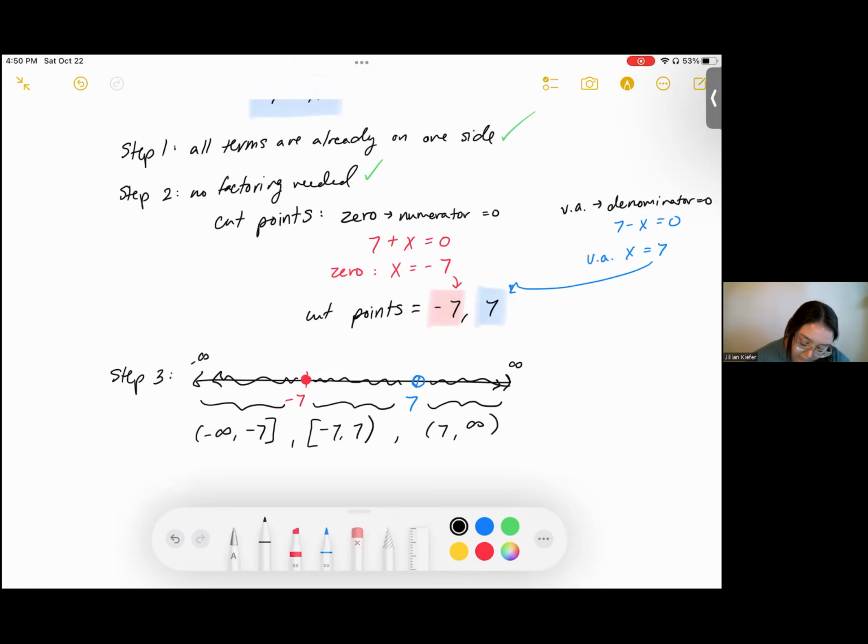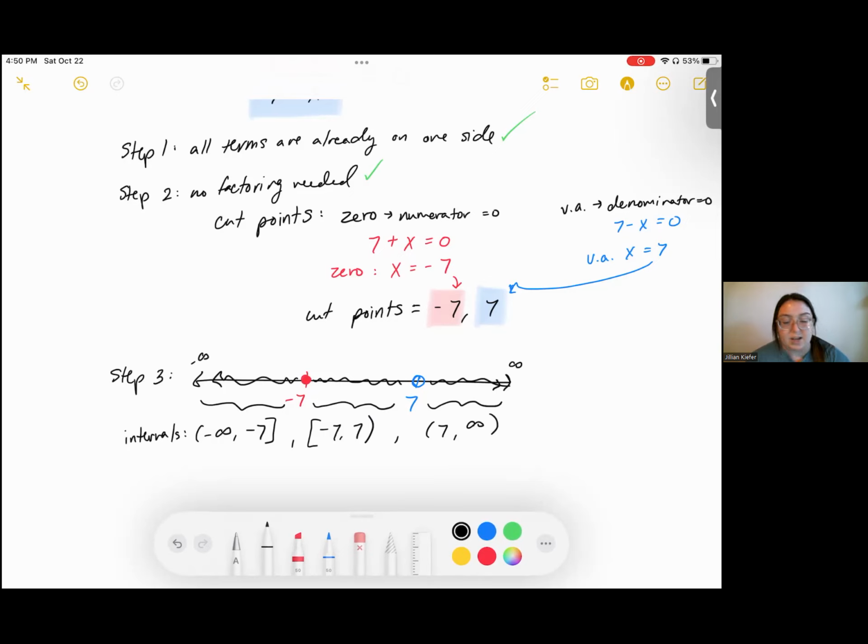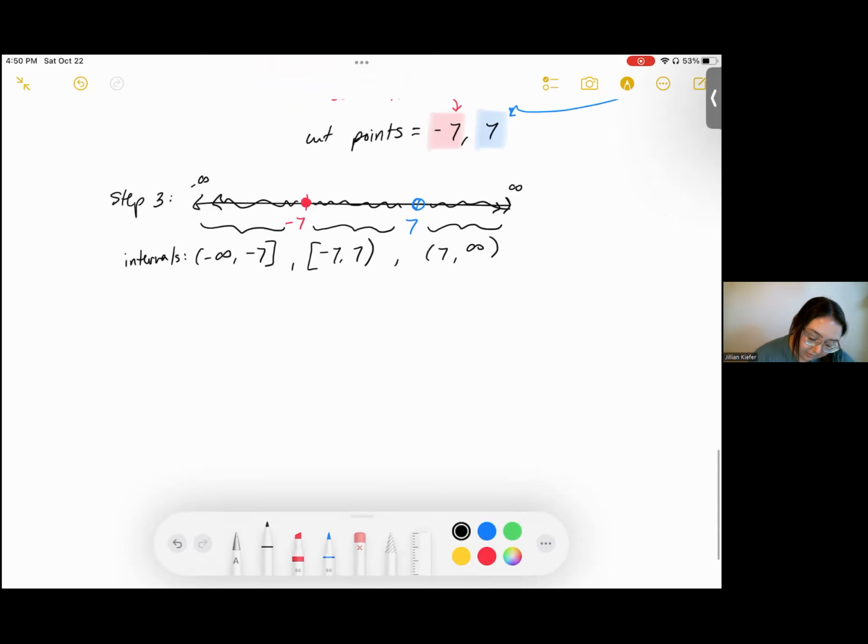So we've got 3 intervals from step 3. -infinity to -7, including -7. -7 to 7, including -7, not including 7. And 7 to infinity, not including 7. So we see that one number gets brackets and one gets parentheses. So it's important to remember which one gets which. Make sure to write that correctly. All right. So that's step 3.